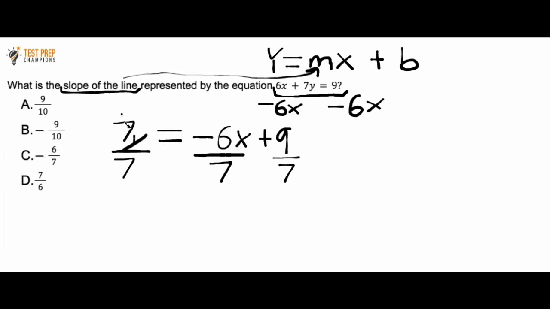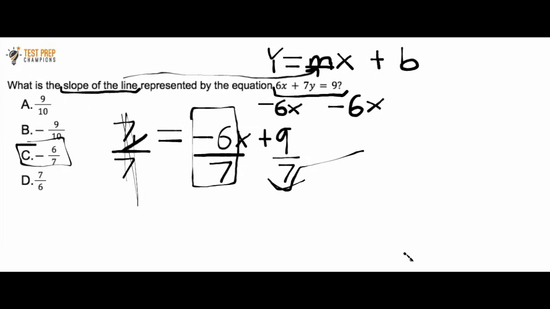All right. The 7s are going to cancel out on the left-hand side, and I'm just left with y equals negative 6 over 7x plus 9 over 7. Now, if we were asked to find the y-intercept, it would be this 9 over 7 here, but we're not asked to find that. We're asked to find the slope. So remember, the slope is this little m. It's the number in front of the x. So this negative 6 divided by 7 here, this is our slope, and that corresponds to answer choice C. So C is the correct answer to this question.